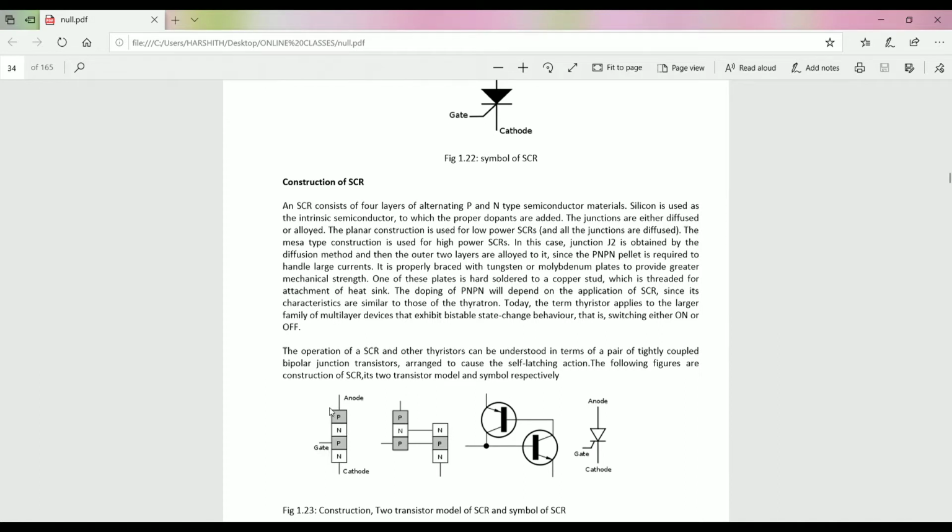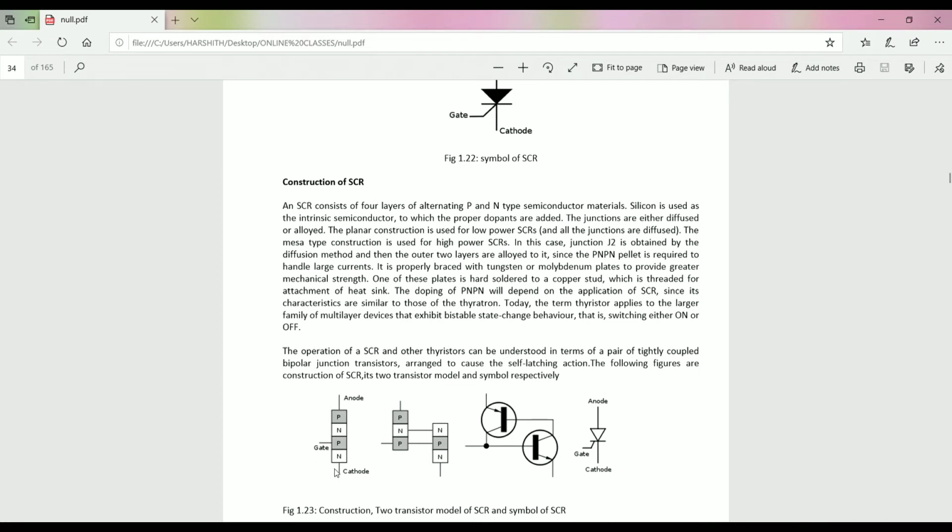So the SCR is a PNPN device. There are 3 PN junctions: this is junction J1, this is J2 and this is J3. The outer P layer is called the anode and the outer N layer is called the cathode. The middle P layer is called the gate terminal. The 3 terminals are taken out respectively from the 3 layers.